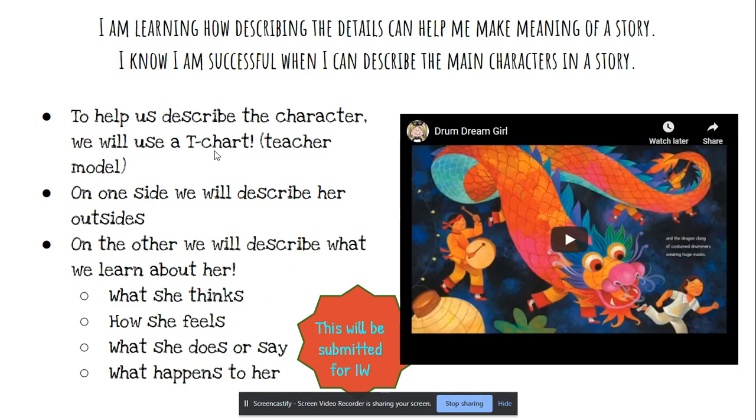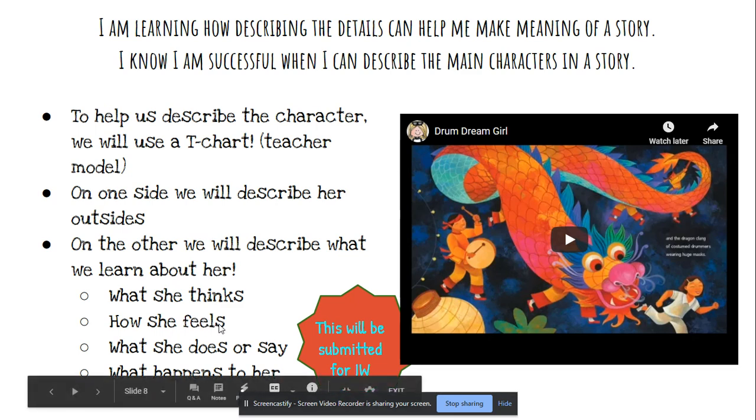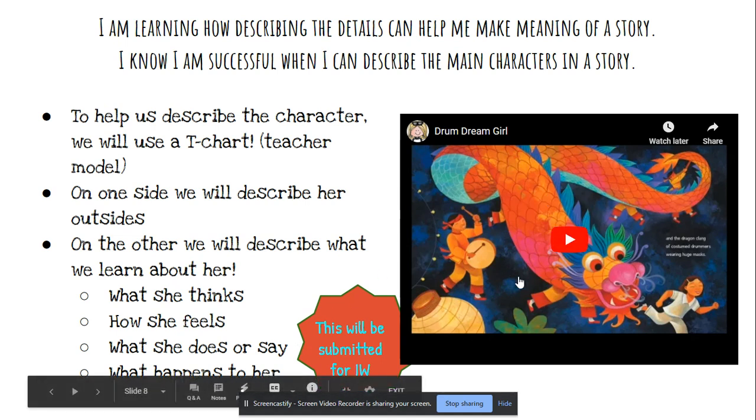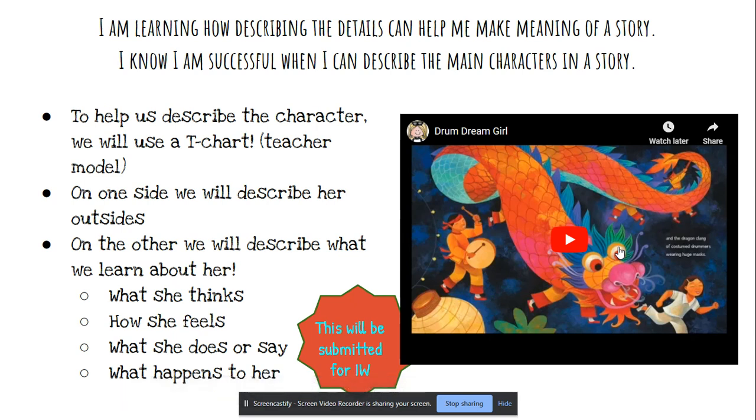So you are going to use a T chart to describe the character. And a T chart has two sides. On one side, you will describe what she looks like on the outside. And on the other side, you will describe what we learn about her. So what she thinks, how she feels, what she does or says, and what happens to her. If you click on the video here, you can listen to the story and fill out your chart as you are listening.